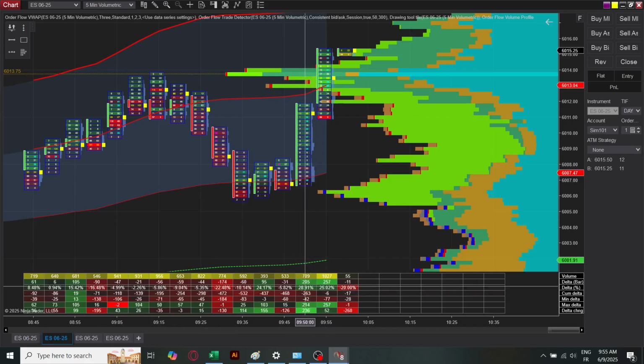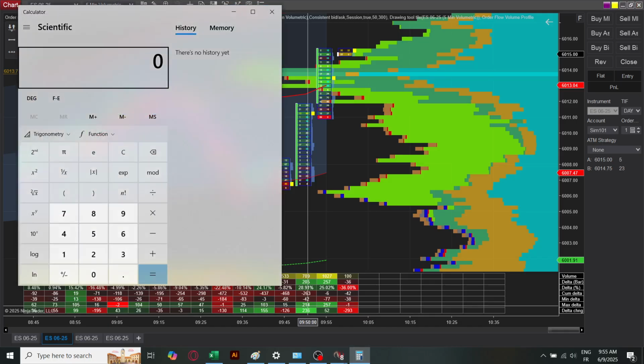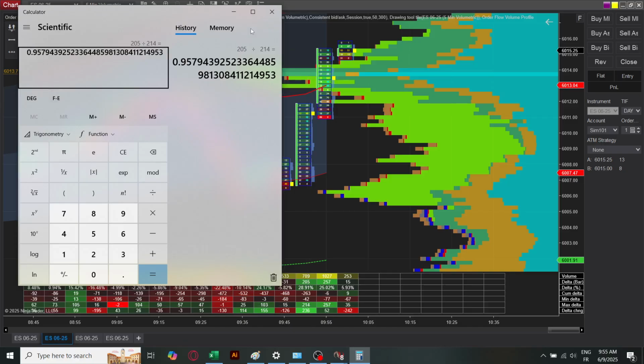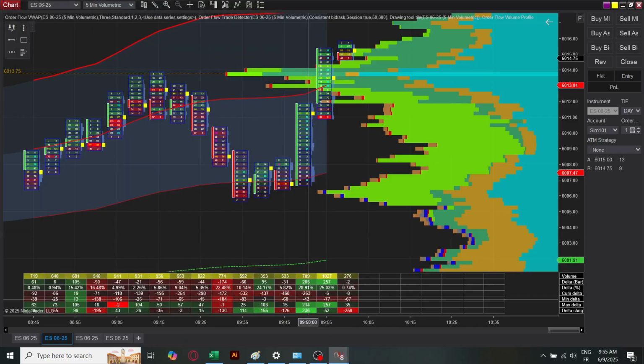So what you need to see is at least 5% on the delta percentage, and on the delta bar I need to be closer to the maximum delta. The delta bar is close to 205, and the maximum reached is 240. So if I just divide it, we can clearly see it's 96% of the maximum delta. This is insane. This is a bullish driven move, and we can clearly see that it's going up.